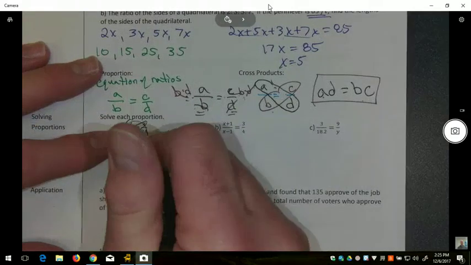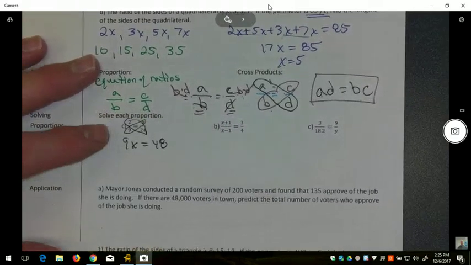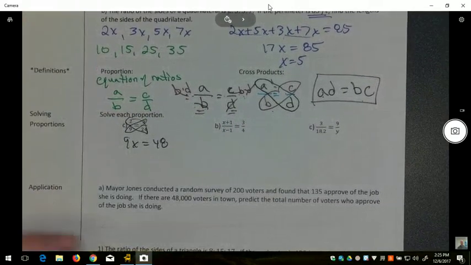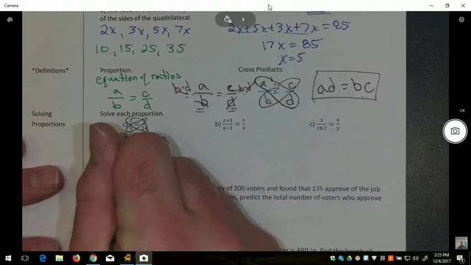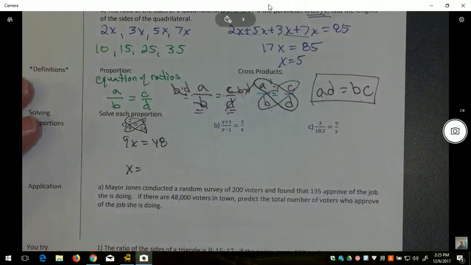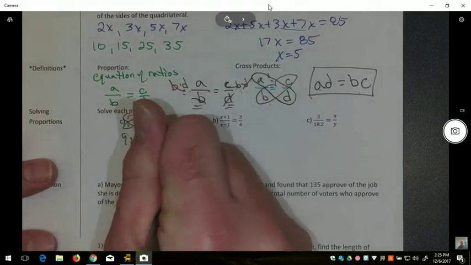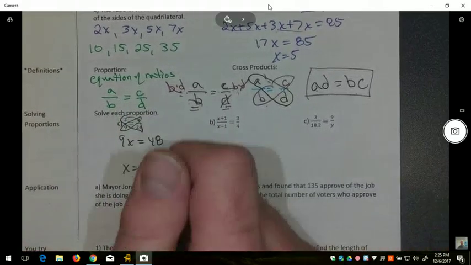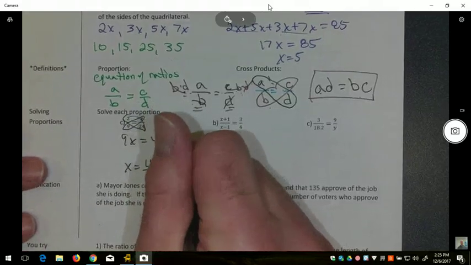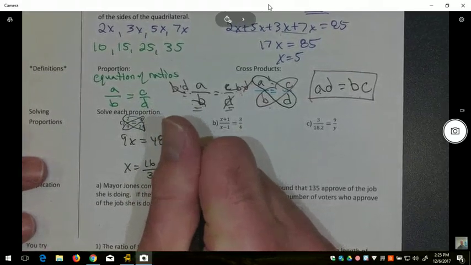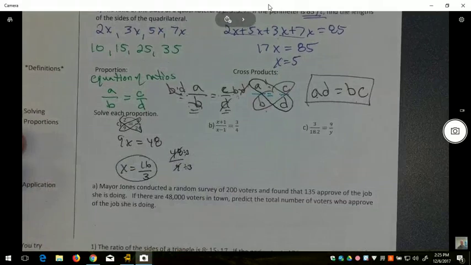9x will be equivalent to 2 times 24, which is 48. 48 divided by 9 is 5 1/3, but in improper fraction form, that would reduce to 16/3, 48 over 9, and 3 going into both of those. Dividing it by 3 would give us 16/3.